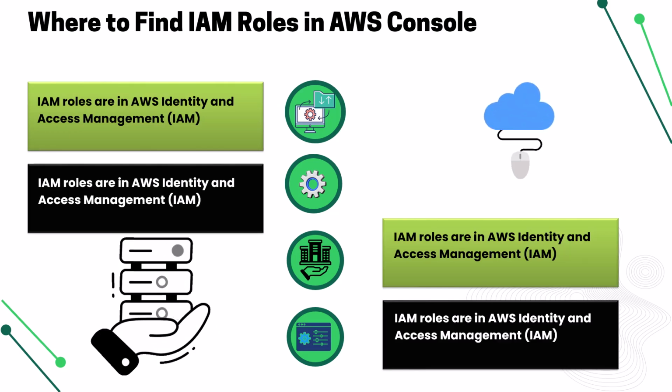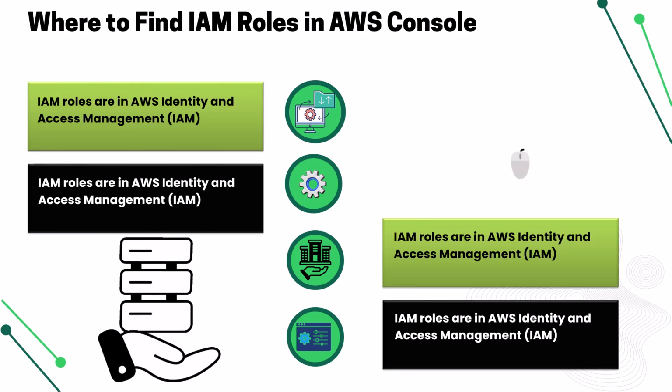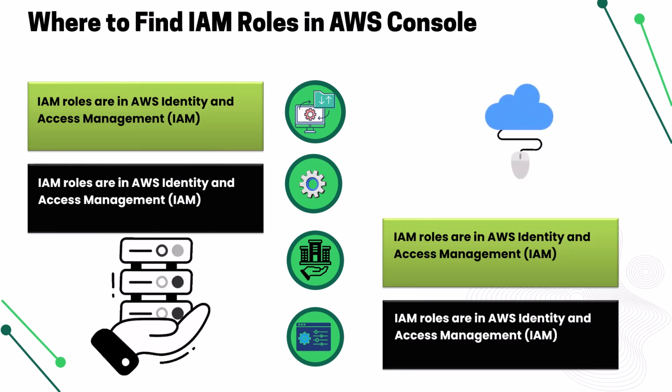Finding IAM roles in the AWS Console is simple. Just head to IAM. It's like searching for saved Wi-Fi networks on your phone. Navigate to IAM, type roles in the search bar, and voila. Each role contains predefined permissions that determine what AWS services can access.